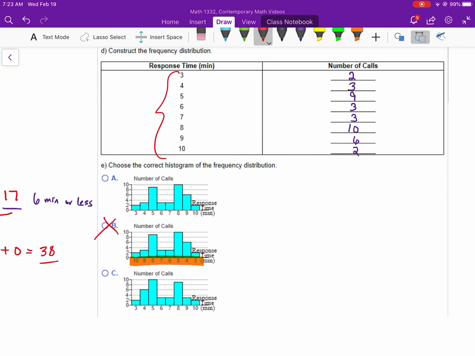Now we just need to compare. At 3 minutes is 2. That looks like 2 on A, and that looks like 2 on C. Let's go to 4 minutes. 4 minutes happens to be 3. This looks like 3 there. But wait a minute, we have a problem down here on C. 4 minutes right here looks like it's at 6, and that does not correspond with the 4 minutes up here. So C is not good. That only leaves me choice A.